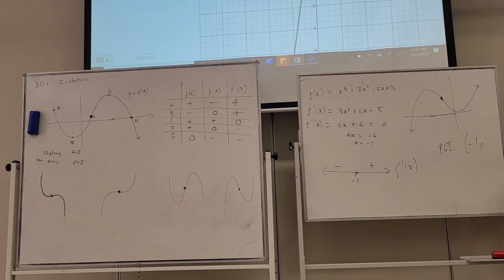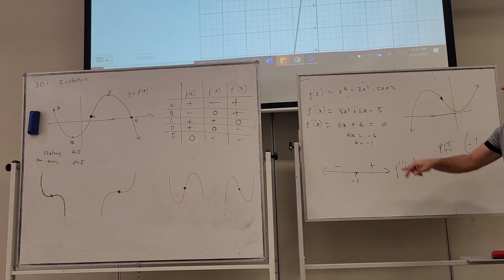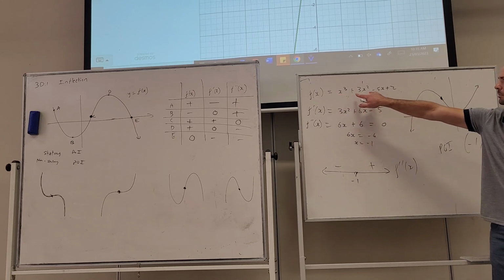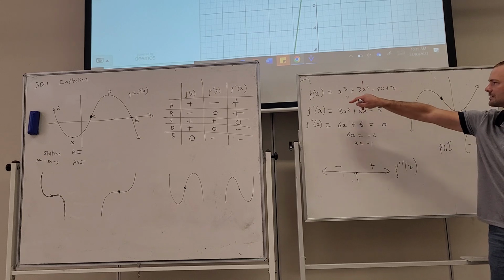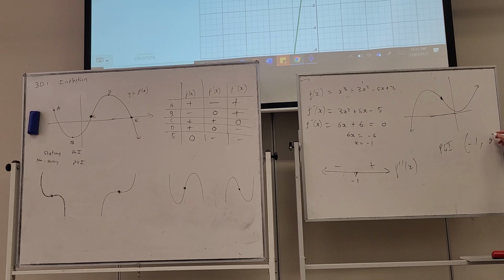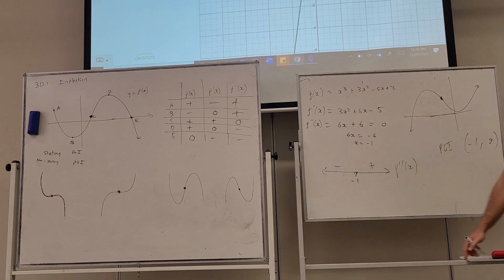What's the corresponding y value? Well, you determine the y value by putting this back into the original function, right? So that's going to be minus 1 plus 3 plus 5 plus 2. So what's that? 10, take 1, 9. That's positive 9. All right, so that's how we determine the point of inflection for that one.